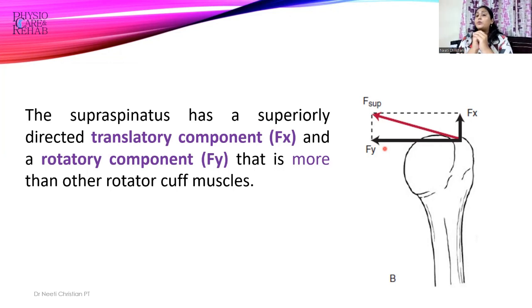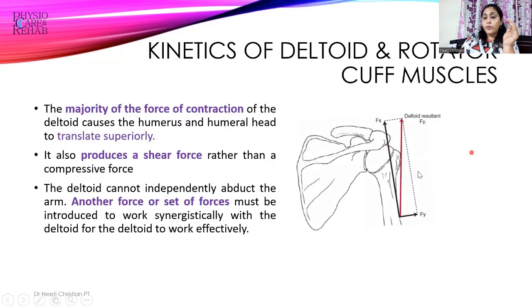When you start doing abduction, the supraspinatus muscle will contract, and the deltoid muscle also will contract. But the rotatory component of the supraspinatus is more. That's how the supraspinatus muscle can abduct the arm independently. And the deltoid, when you do abduction, its contraction leads to translating the head of the humerus superiorly.